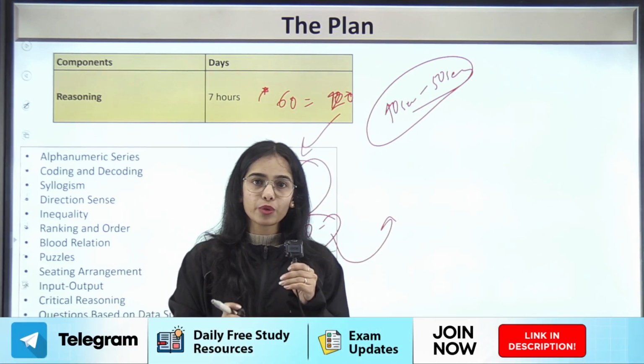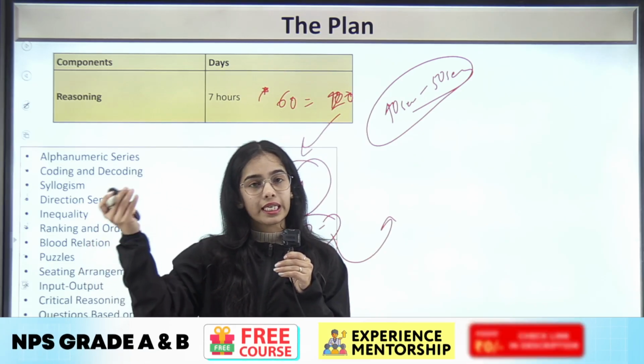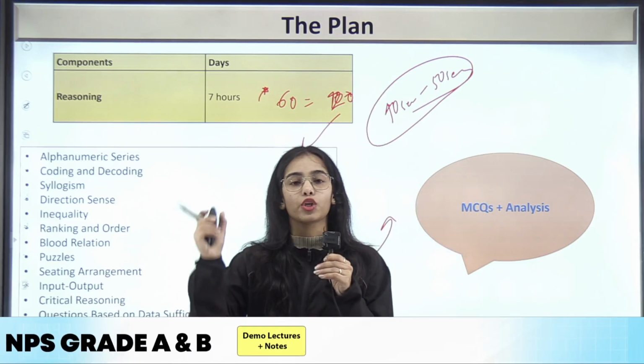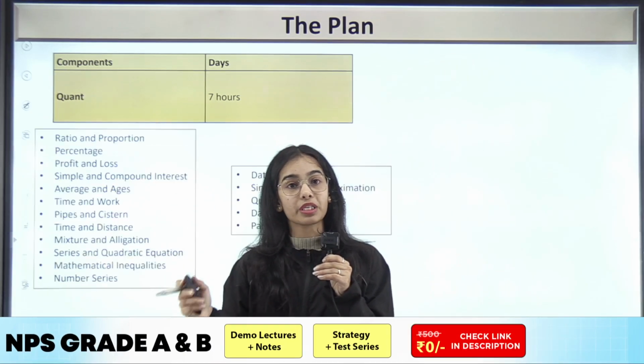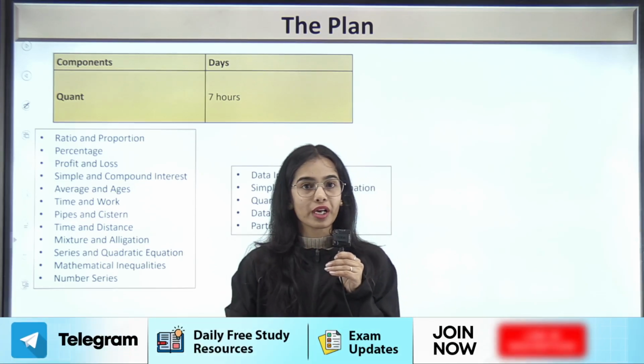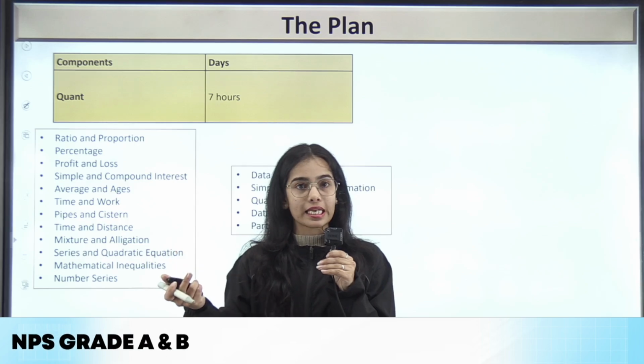Okay, so see where you are making the mistake, which questions you are solving slowly, so that means you will have to leave them in the examination. Okay, so MCQs and analysis, they are very important in your English, reasoning. Similarly in quant also, you have to practice a lot of MCQs. 350 to 400 MCQs you have to practice, and you have to analyze your mistakes also.